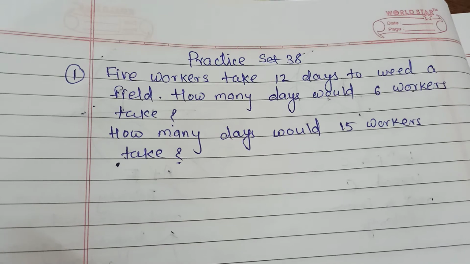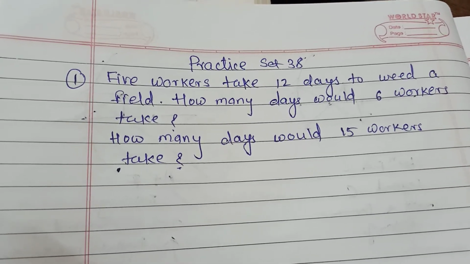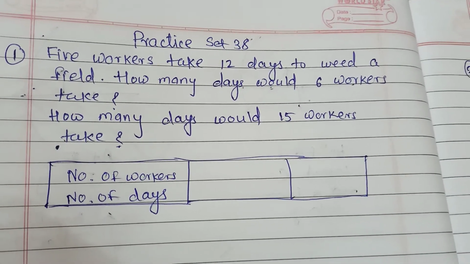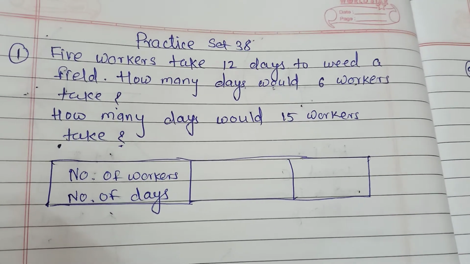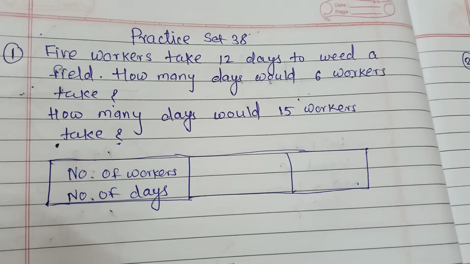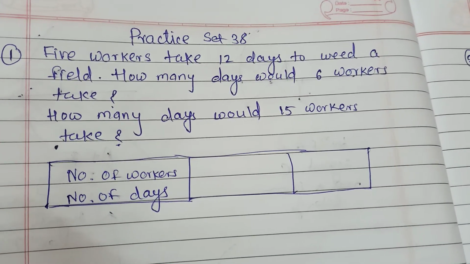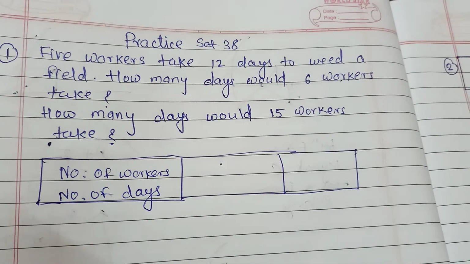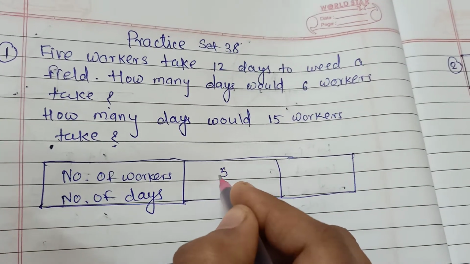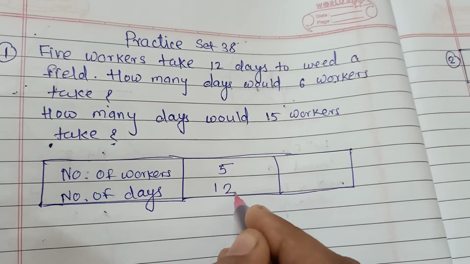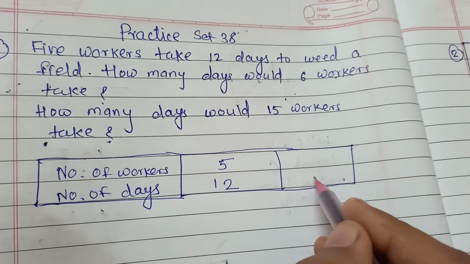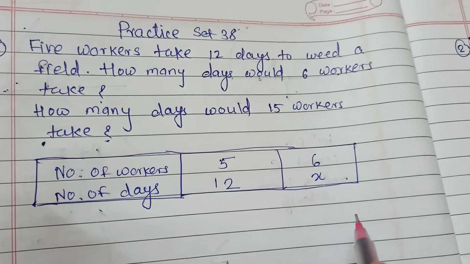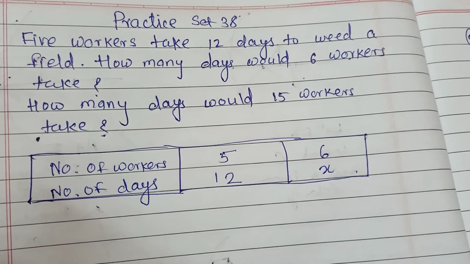So first we'll draw a table showing the number of workers and number of days. Now from the question we'll find out how many workers are there and how many days are there. So 5 workers take 12 days. So first is 5 workers, which takes 12 days to complete a work. How many days would 6 workers take? Okay, so this is the table.